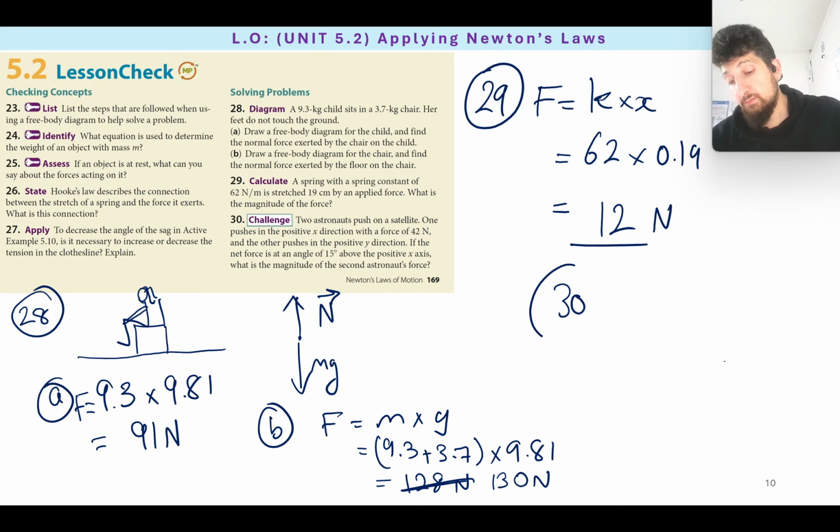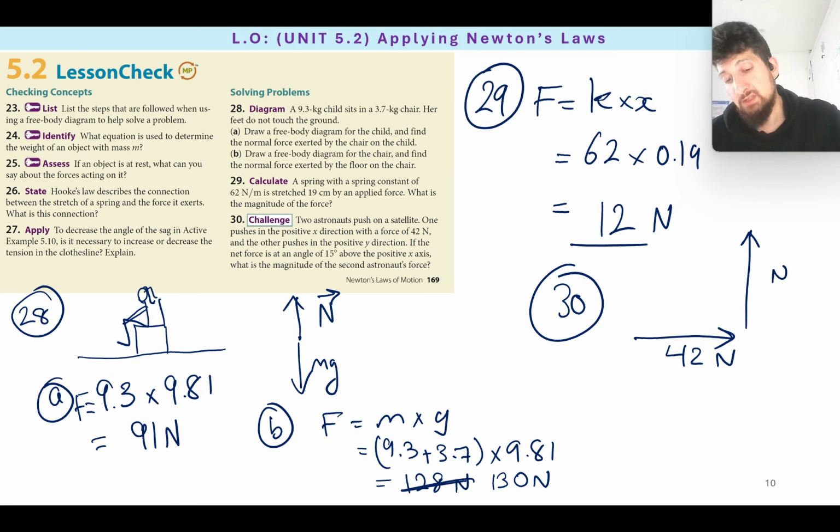Number 30. I don't think I'll do 30, but I'll read through it. Two astronauts push on a satellite. One pushes in the positive x direction, 42 newtons. The other pushes in the positive y direction, and they don't tell you how much. We'll call it Y newtons. If the net force is at an angle of 15 degrees above the x-axis, what is the magnitude of the second astronaut's force?